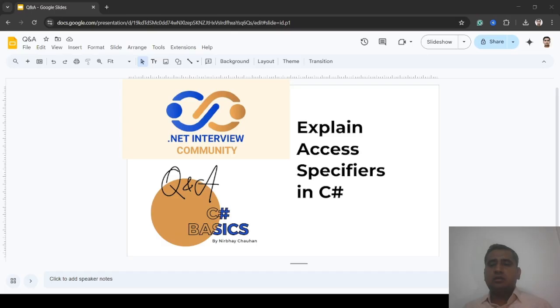So friends, our today's question is: explain the access specifiers in C Sharp. This is one of the most commonly asked questions in C Sharp interviews for .NET development. The expectation from this question is that we are aware of all the 5 access specifiers that are used in C Sharp, what they actually mean, and how we can differentiate them from one another. Let's dig deeper into the access specifiers used in C Sharp.